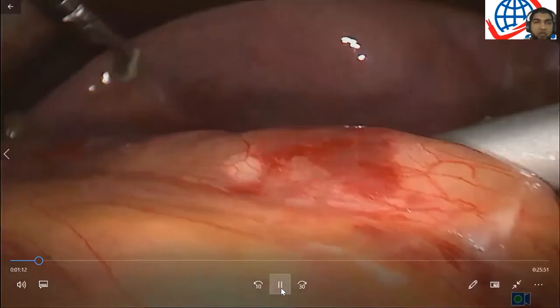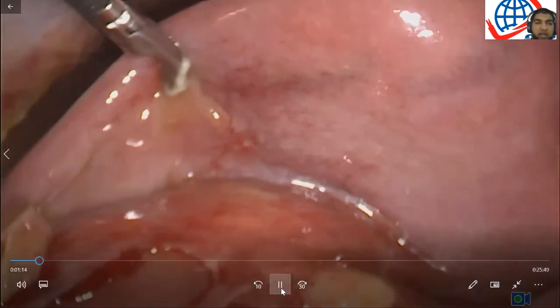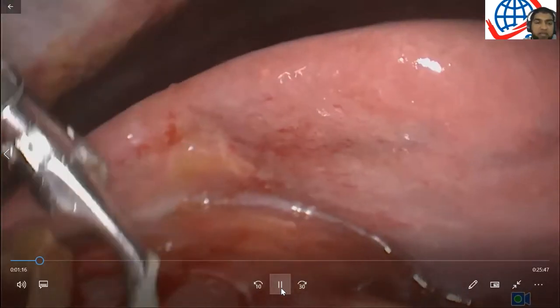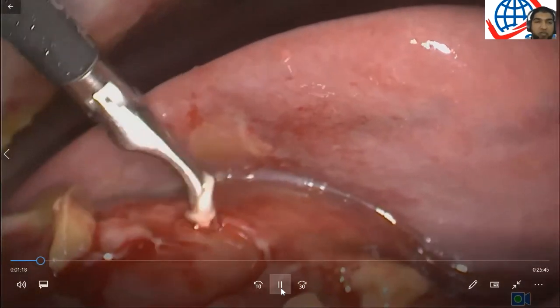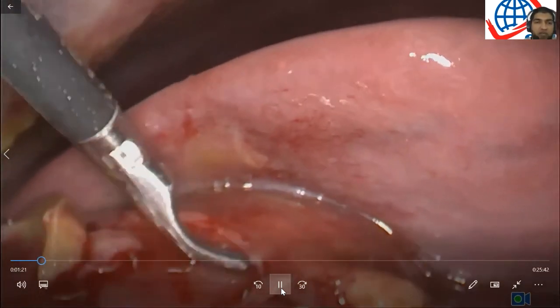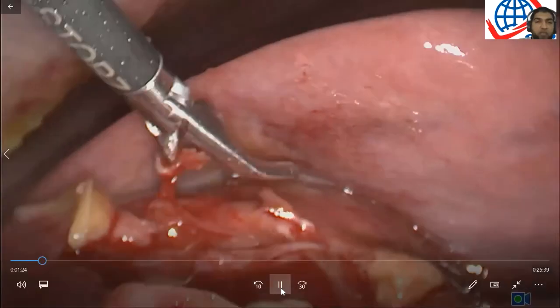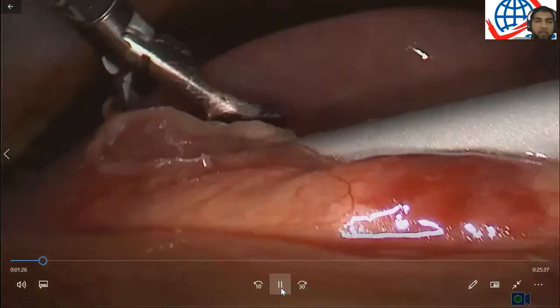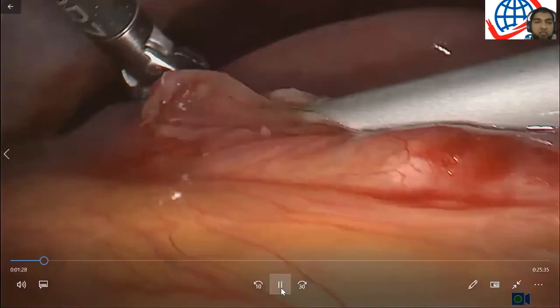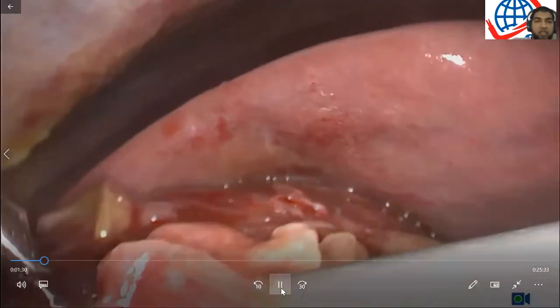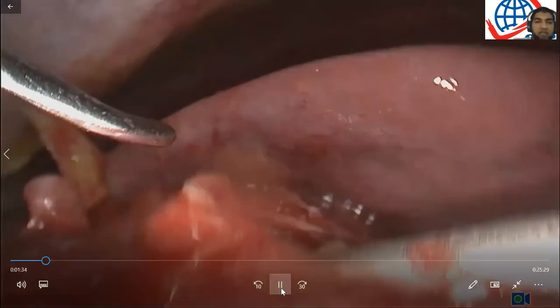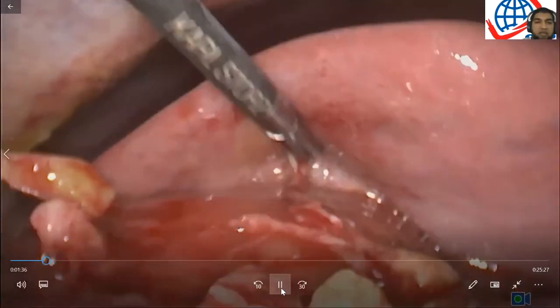So here we can see the gallbladder is coming into view, and we can see to the top left of our screen, the back part of the Maryland was used for a little bit of traction on the liver so that we can open up the space and find the gallbladder.